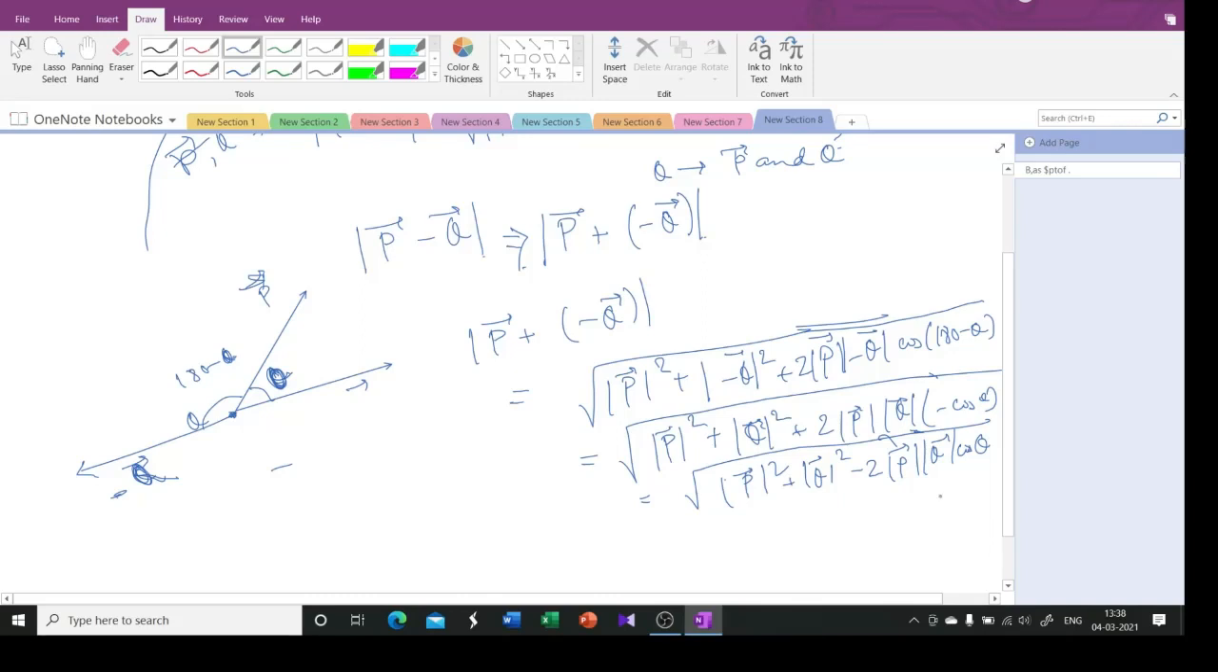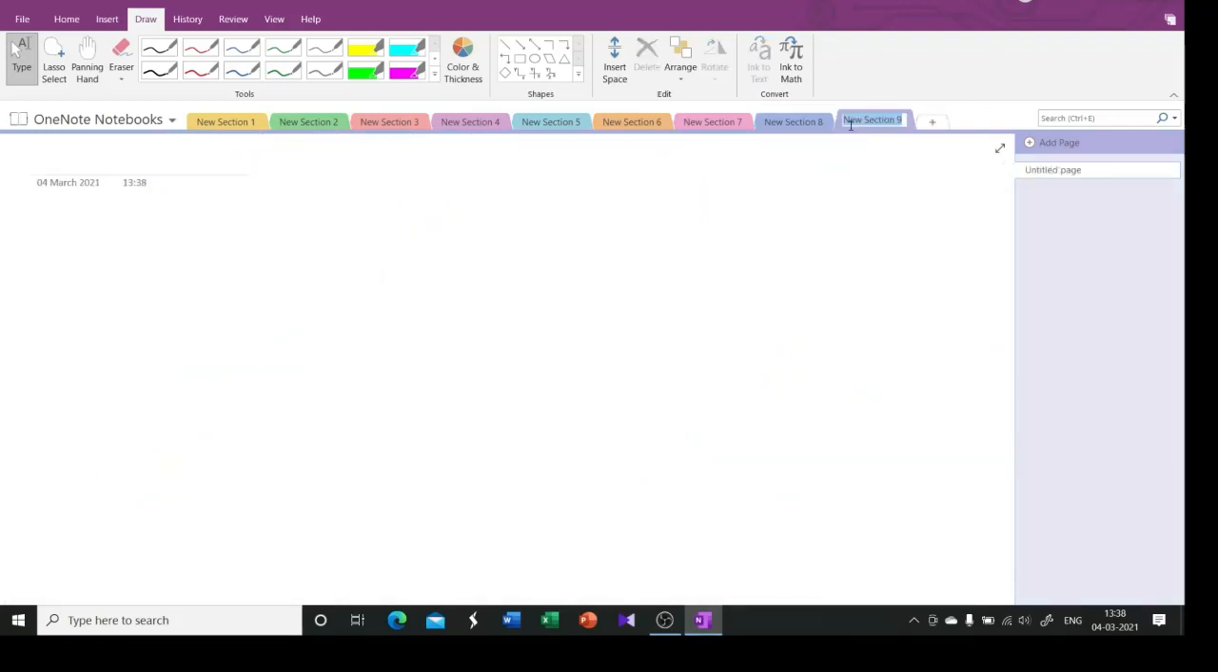So this was all about the triangle law. Now let's move on to the other law, that is the parallelogram law of vector addition.